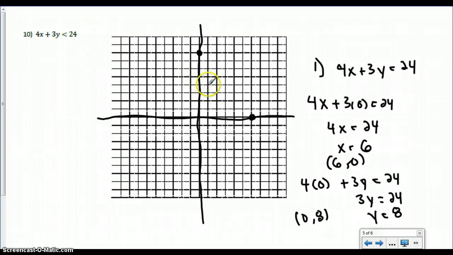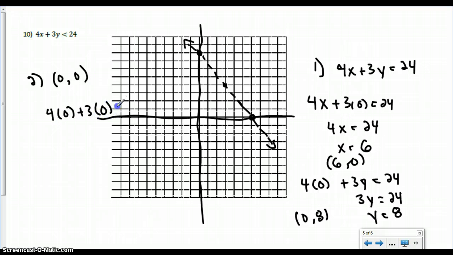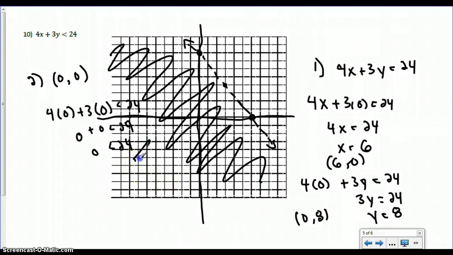So, like I can get another point right here. And in this case, it's going to be a dashed line because it's not equal to. So it's just going to kind of approximate a dashed line going through these points. Hopefully your line looks a little bit better than mine. Okay? So now I choose a point that's not on the line. So I'm going to choose 0, 0 again because it's not on the line. Okay? So I do 4 times 0 plus 3 times 0 and see if it's less than 24. Now 0 plus 0 is less than 24. So 0 is less than 24. So I'm going to shade this side of the line. So anything on this side of the line is a solution.